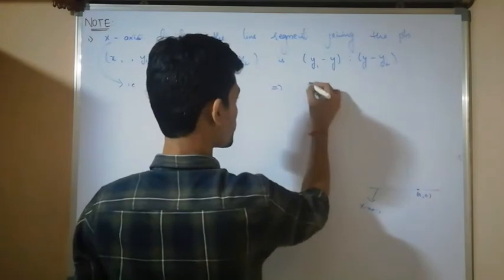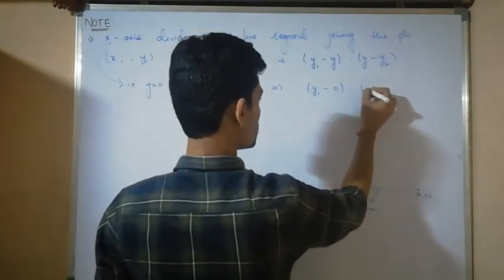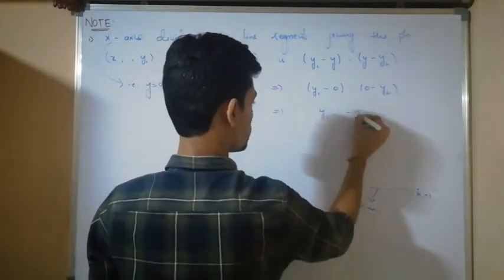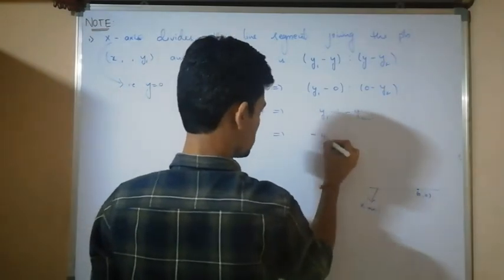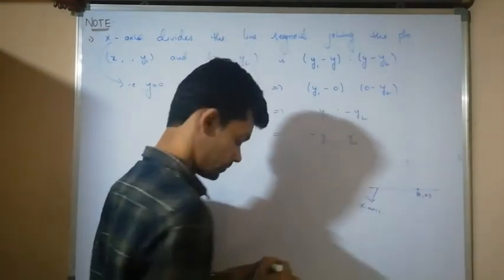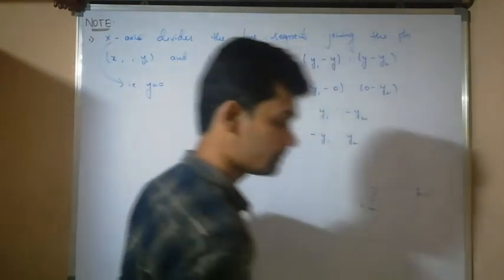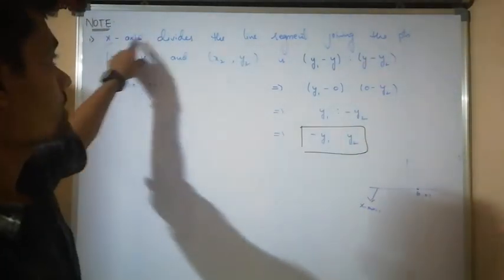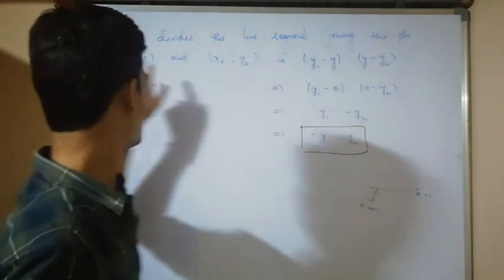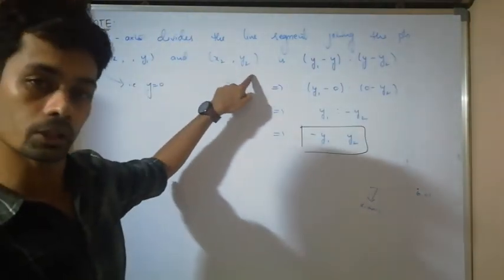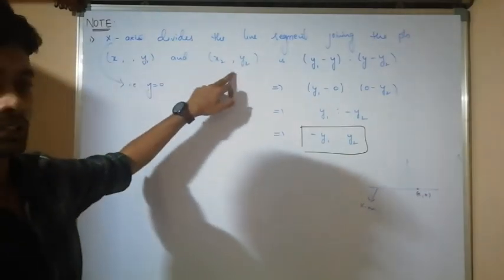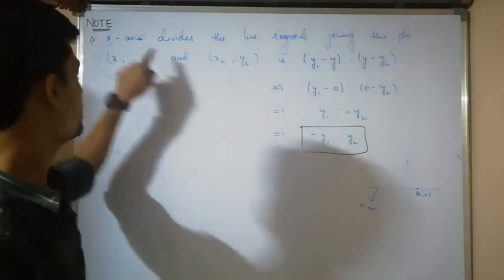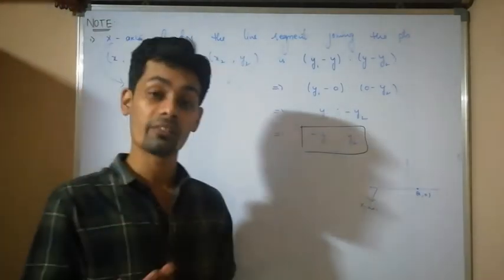What will you get? y1 minus 0 is to 0 minus y2. This implies y1 is to minus y2. This implies minus y1 is to y2. This is the formula. X-axis divides the line segment joining the 2 points x1 comma y1 and x2 comma y2 is, just by seeing these 2 points we can directly write the ratio, that is minus y1 is to y2 if x-axis divides. Similarly if y-axis divides.